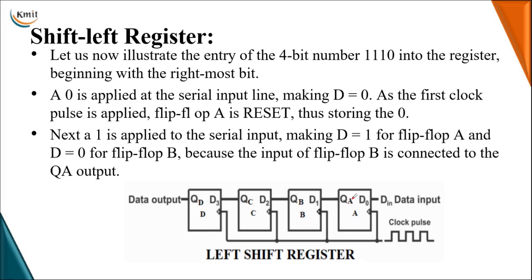I connected it here: the first flip-flop output is connected as data input to the second flip-flop, the second flip-flop output as data input to the third flip-flop, and the third flip-flop output as data input to the fourth flip-flop. Based on the clocking and the input, the same inputs are loaded into the flip-flops, and the data is shifted from one flip-flop to the other. Since you connected from right to left, the data is shifted one bit towards the left. Hence it comes under the serial in, serial out, shift left register.